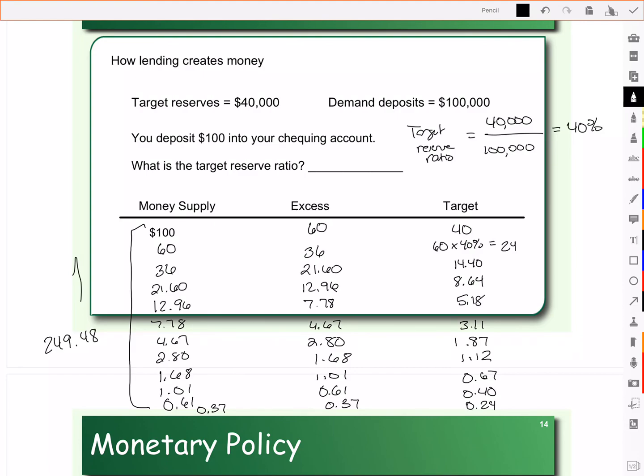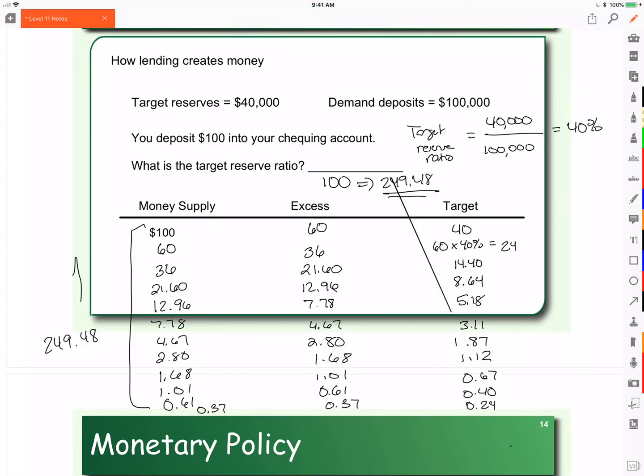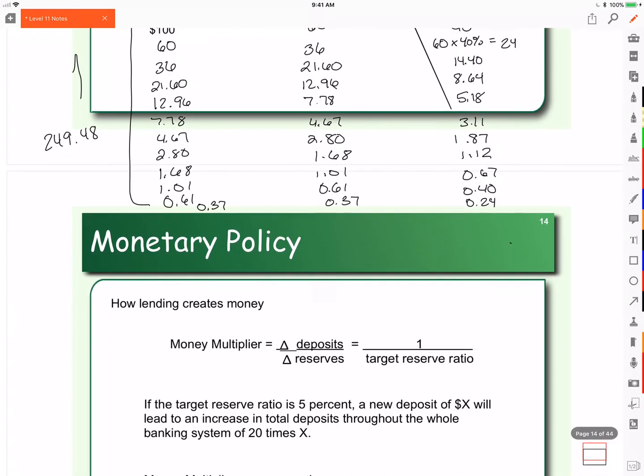Okay. So what we're finding here is that we had $100, and $100 became $249.48 in terms of the money supply. So our money multiplied through bank lending. $100 into a demand deposit or a checking account became $249.48. Well, we did a lot of number crunching calculations to get there, but there's also a much easier way to figure out how much our money will multiply.